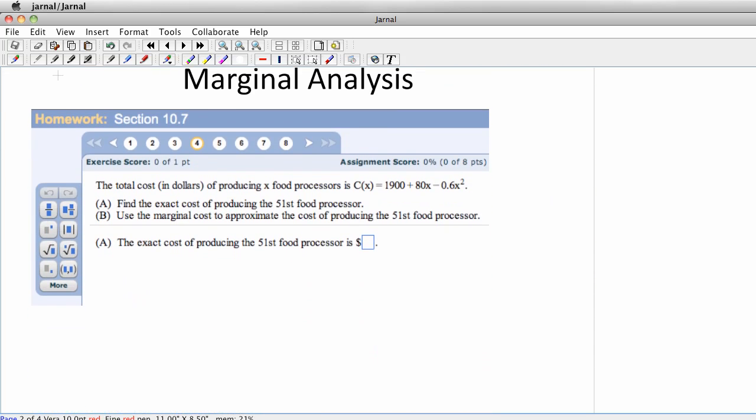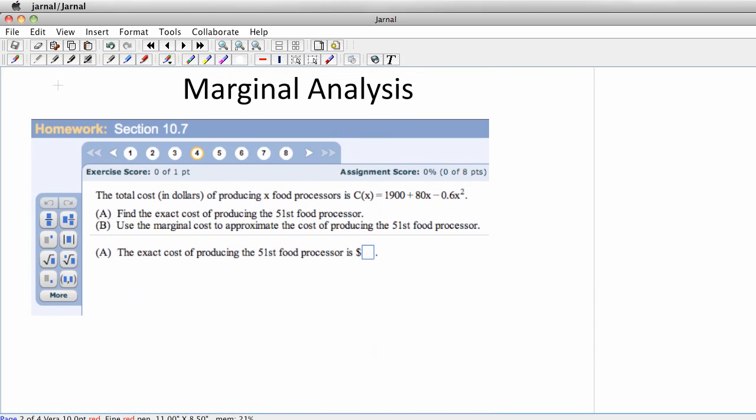In this problem, this is problem 4 from that same homework set, we actually try to get a feeling for what that actually means. When we find marginal cost, so let me just do that here. Marginal cost means derivative of cost. And in this case, this is the cost function, so we know the derivative of 1900 is 0, the derivative of 80x is 80, and the derivative of 0.6x squared is 1.2x. So this is marginal cost.